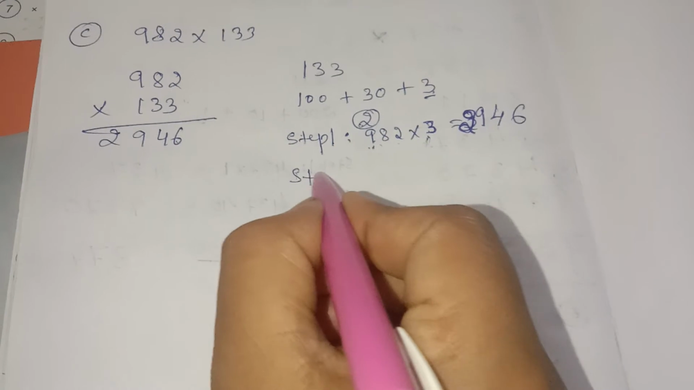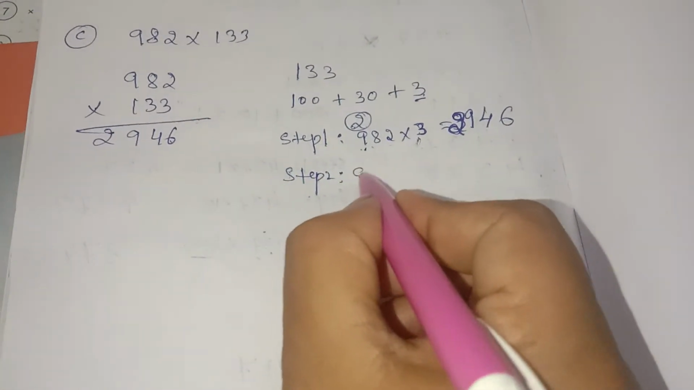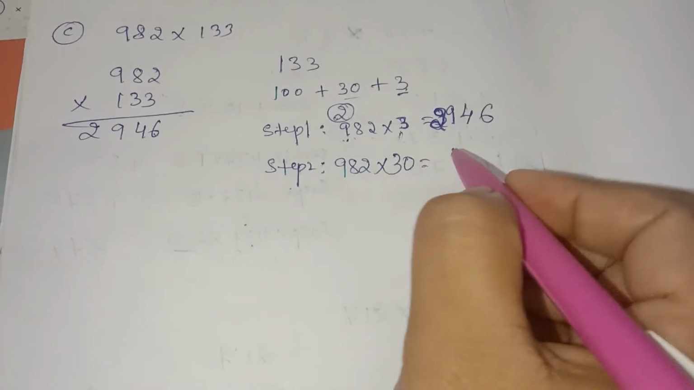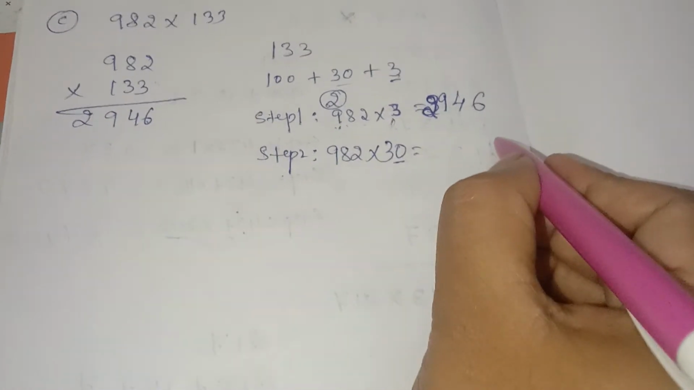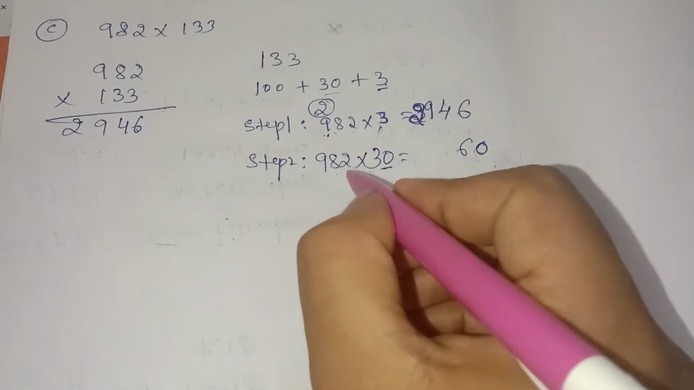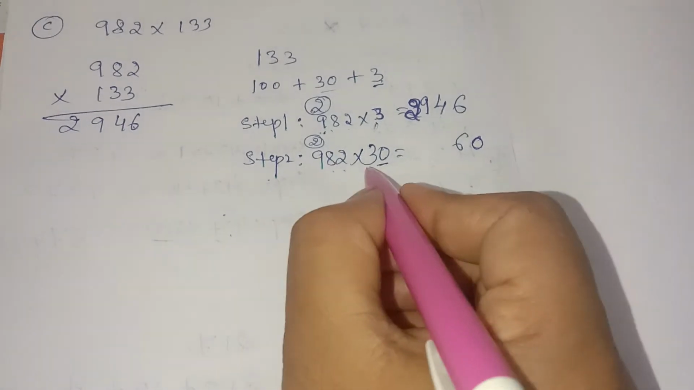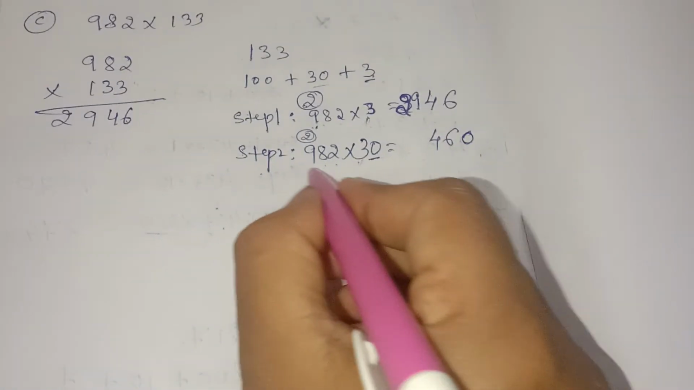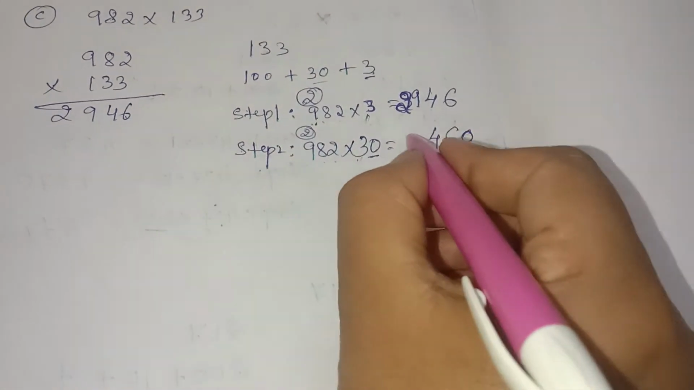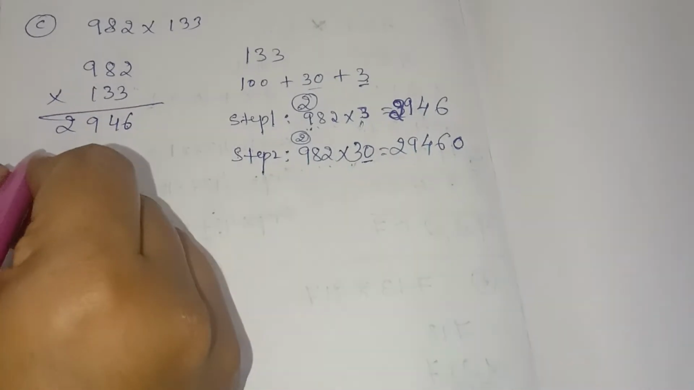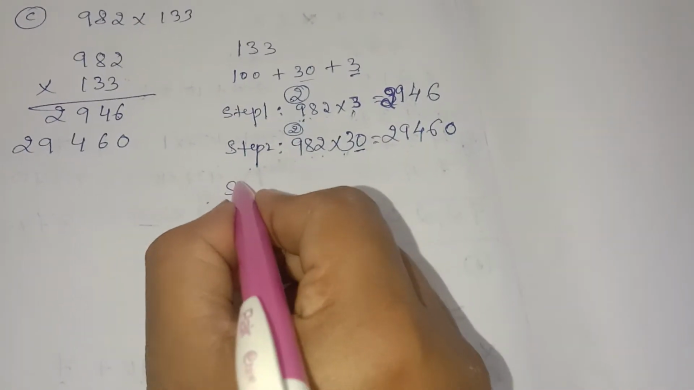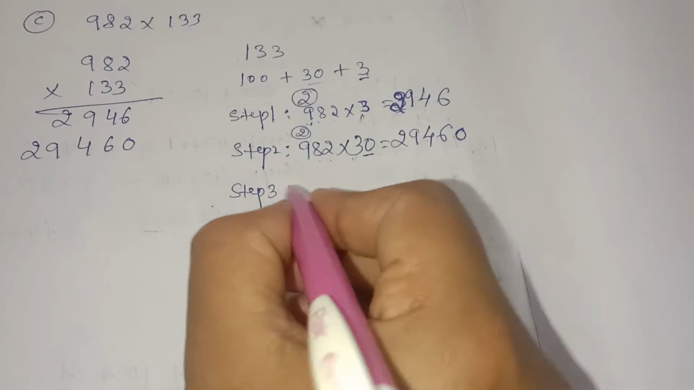Now, step 2. 982 multiplied by 30. That means here I am having 1 0, 3 2s are 6, 3 8s are 24, 3 9s are 27 plus 2 is 29. 29460. Yes.